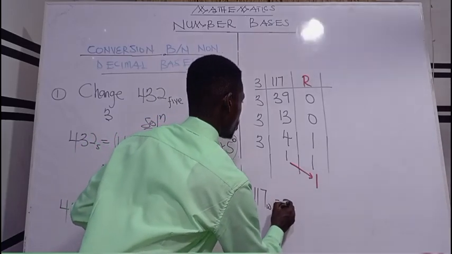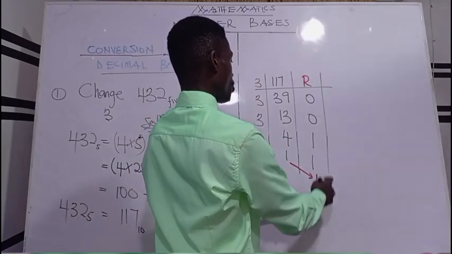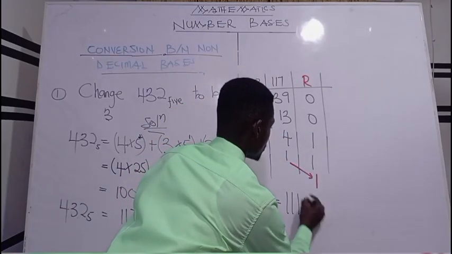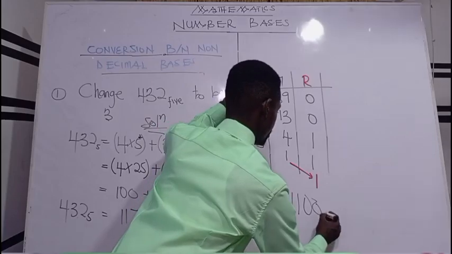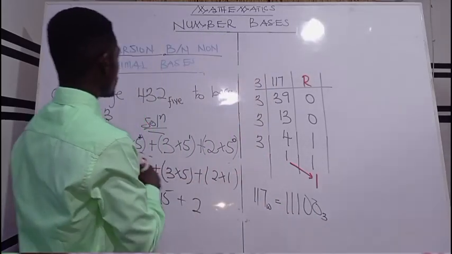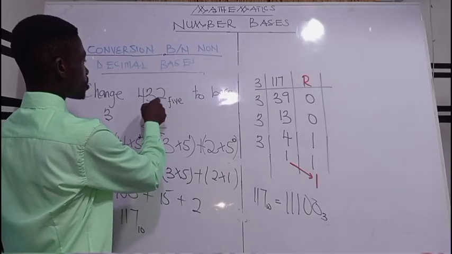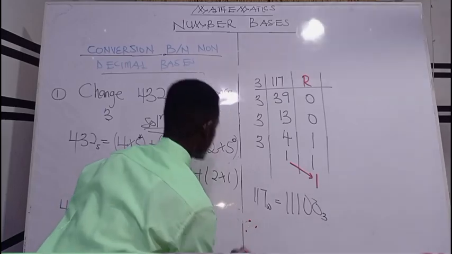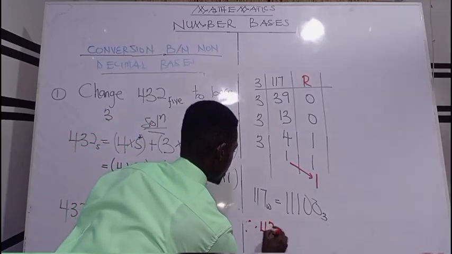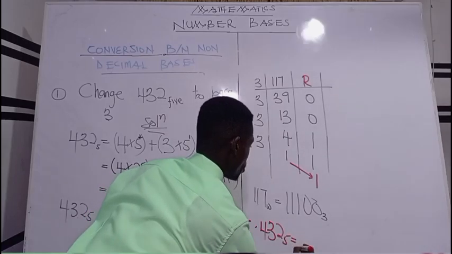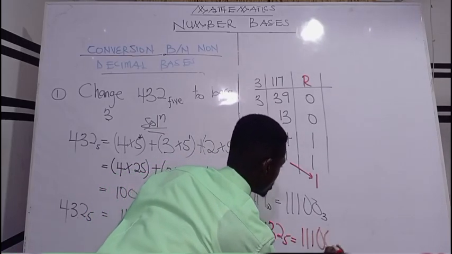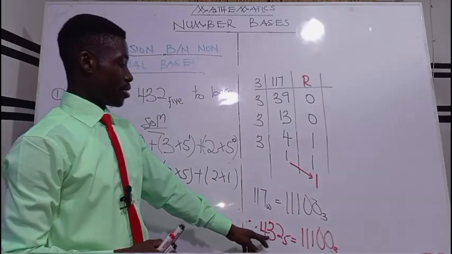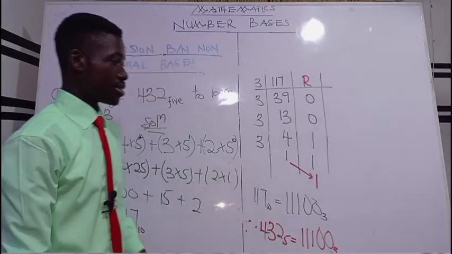117 base 10 is equal to, now we start reading from the bottom. So we have 11100. 11100 base what? Base 3. But we are converting from base 5, 432 base 5 to base 3. So therefore we can conclude and say that 432 base 5 is equal to 11100 base 3. So we have converted 432 base 5 to base 3.